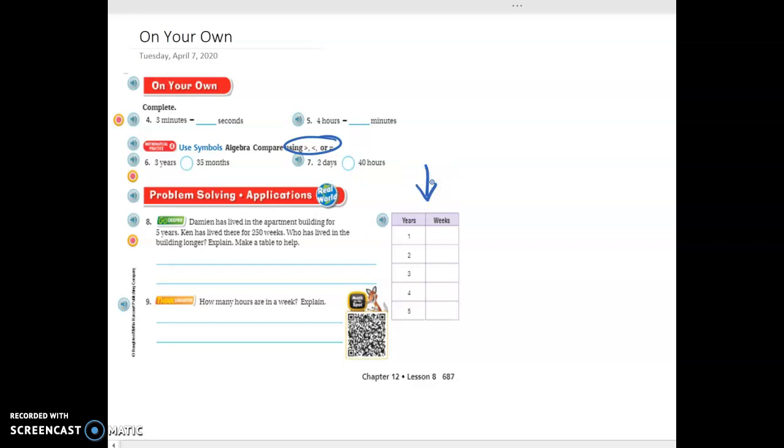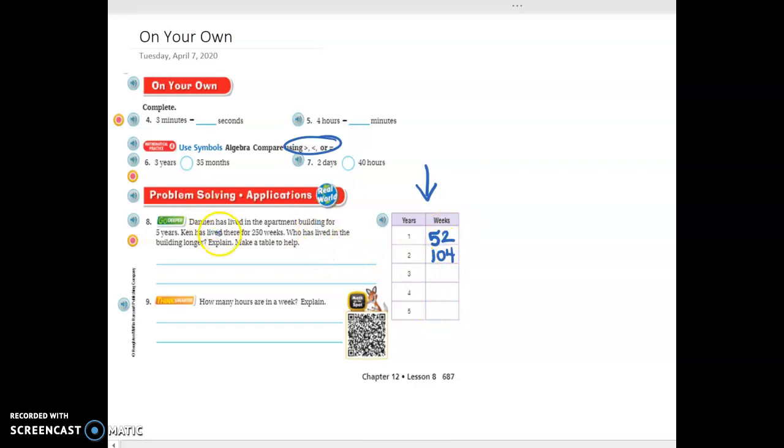And up above, we know that there are 52 weeks in a year. So you're going to do your multiplication. So right here, we have 2 years. So we have 2 sets of 52. And that would give us 104. Why don't you go ahead and solve the rest of the table?